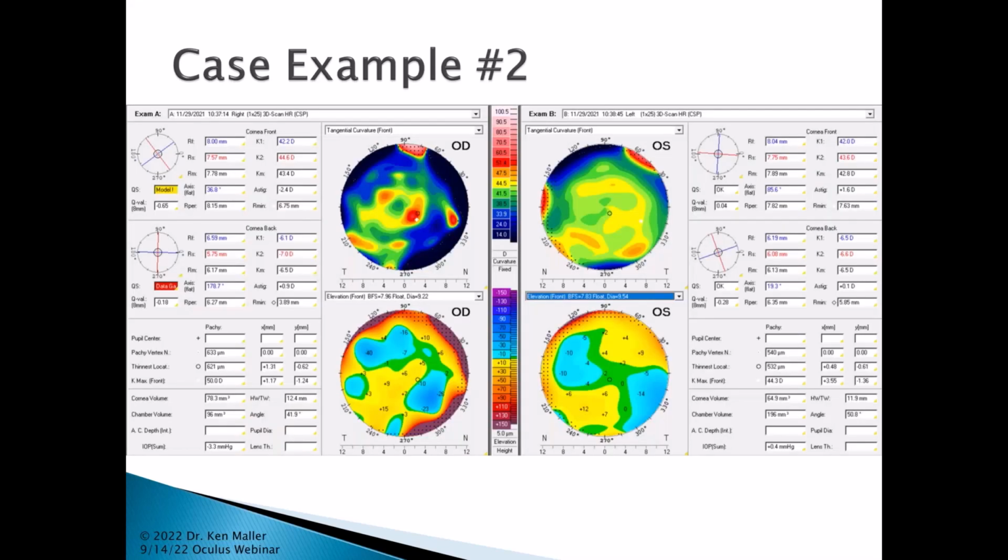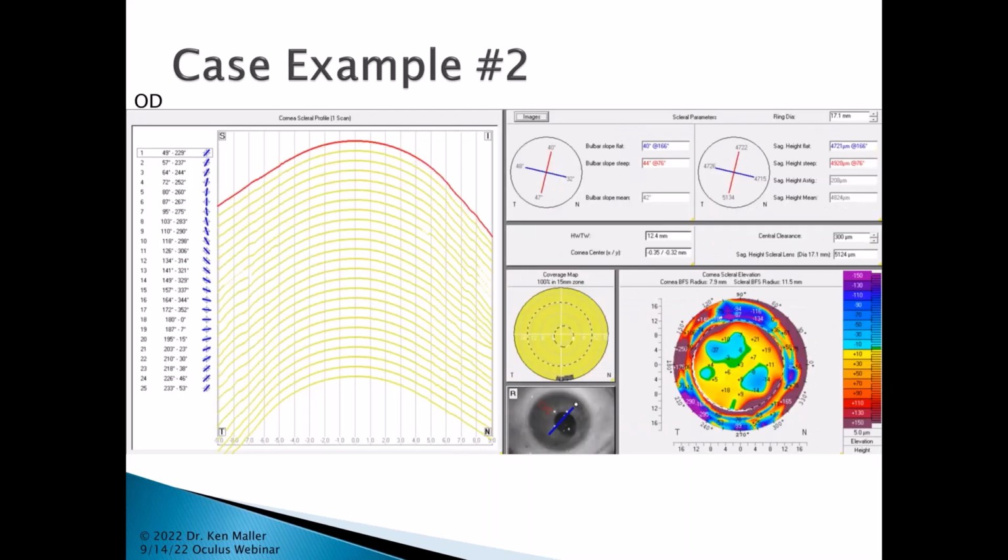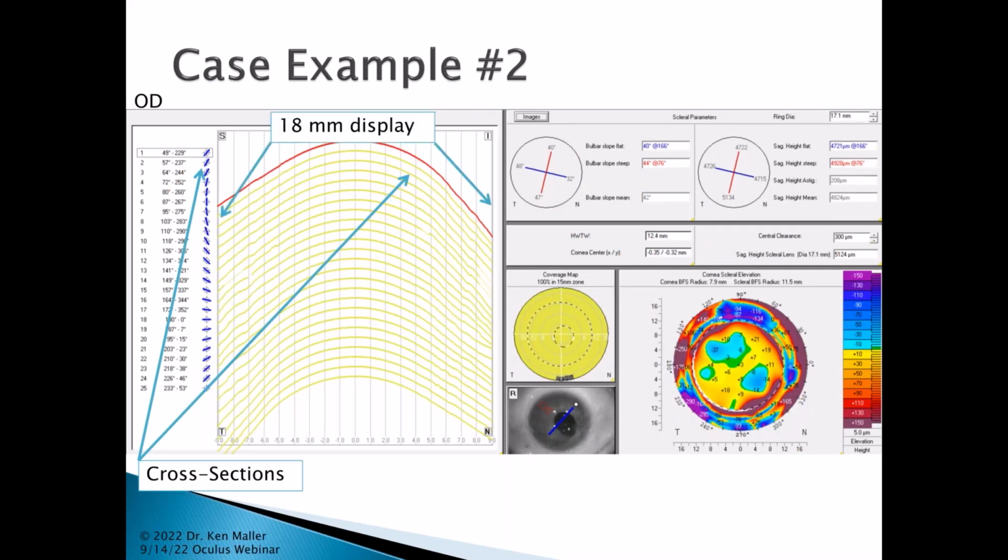You can see the tangential maps up on the top and the elevation maps on the bottom. And certainly the right one has a bit of irregularity to it with those little blips of red. Once again, we can see here the cross-sectional arcs, and again, an 18mm display. But notice on this one, we have a solid sort of golden greenish yellow coverage map, and that was because it was taken in one single shot. I was able to get out to 18mm because she was able to open up her eyelids wide enough. So it was one single shot that was capturing that.